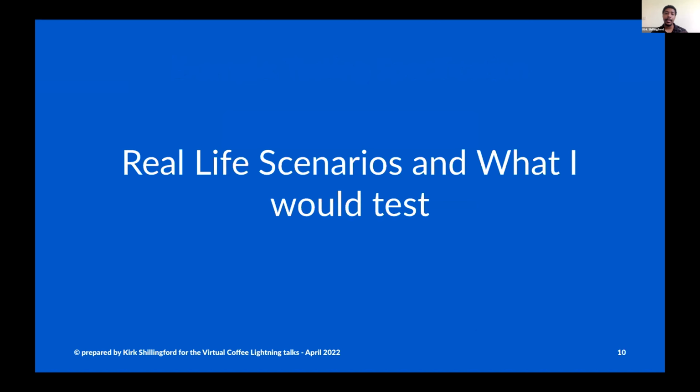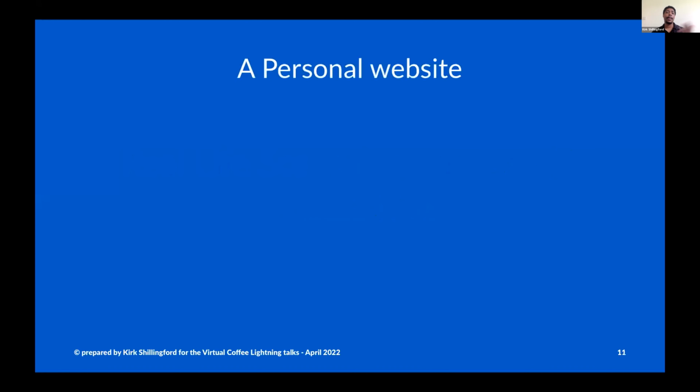I just want to end with some real life scenarios and what I would test, because this is, I think, another question you see a lot. People just like, well, I've got an app. What should I be testing? A personal website, I feel like, is a good standard example.